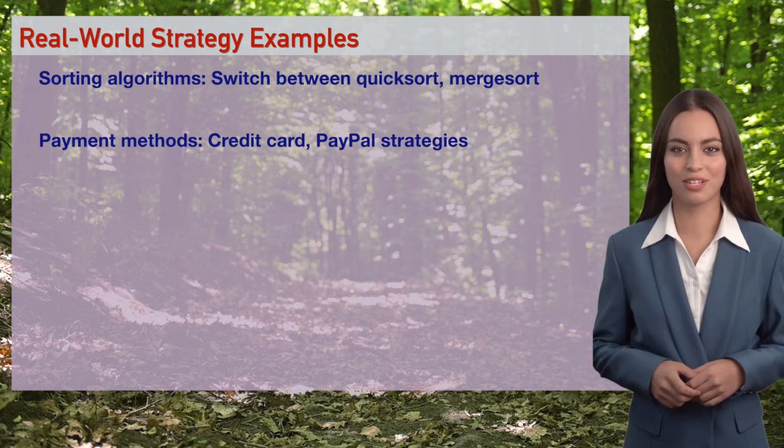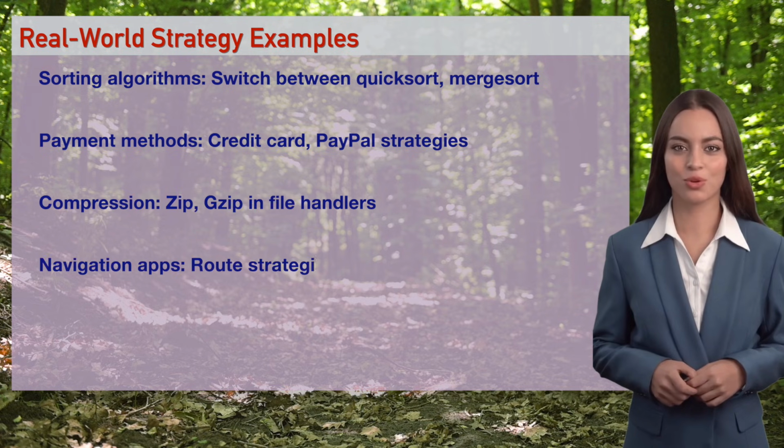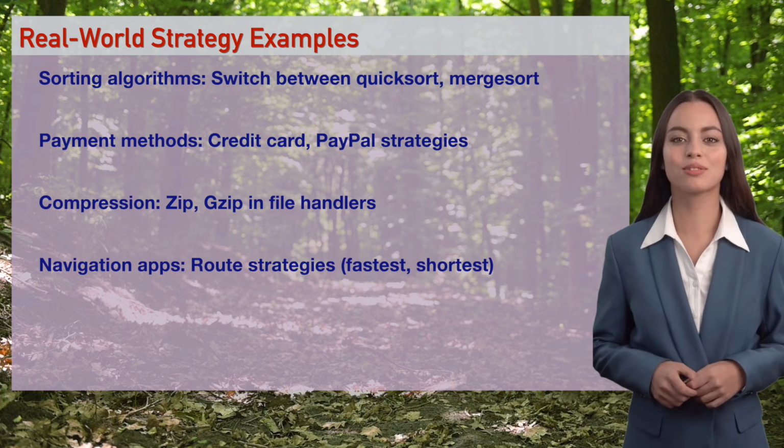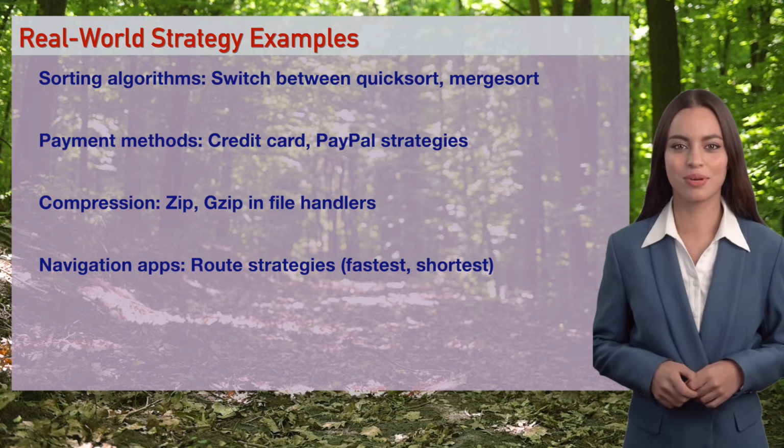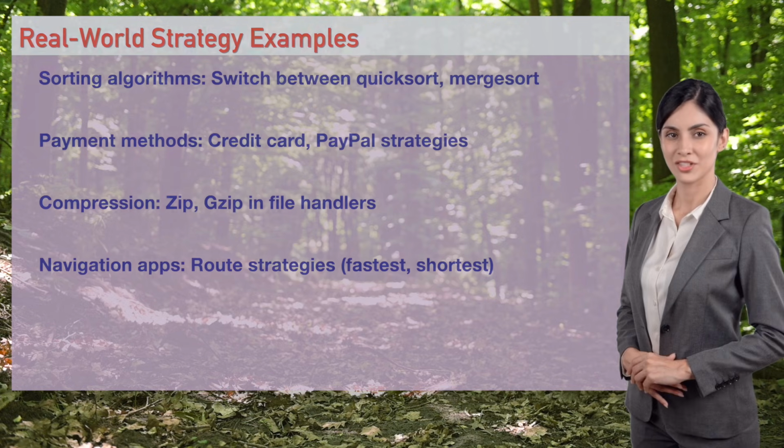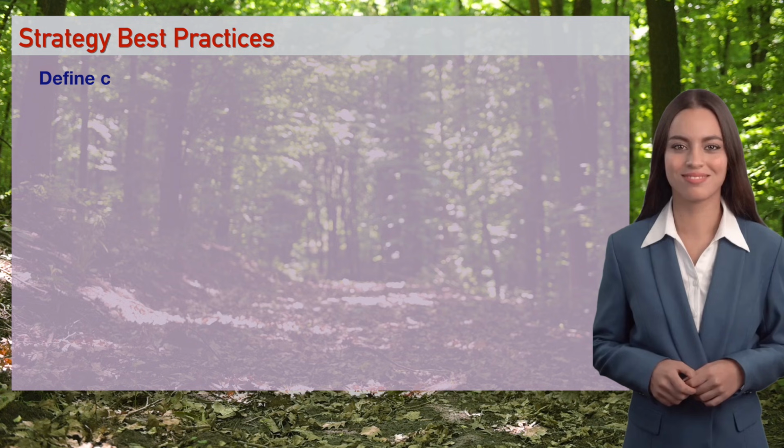Real-world uses: in sorting libraries, switch between quicksort or merge sort strategies based on data size. Payment processing, where strategies handle credit card, PayPal, or bank transfer. File compression tools selecting zip or gzip algorithms. Navigation apps like Google Maps using strategies for fastest, shortest, or scenic routes. Adaptable and user-facing features.